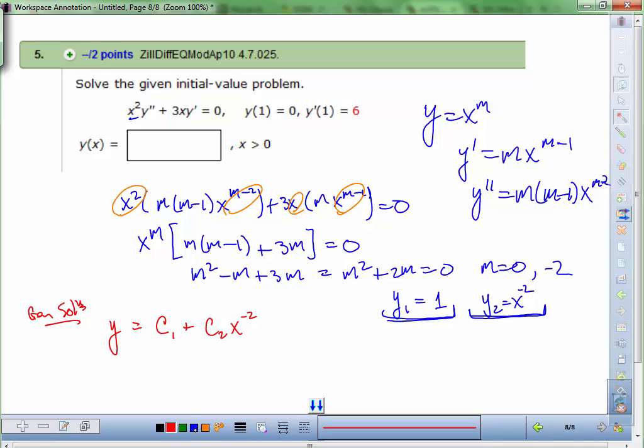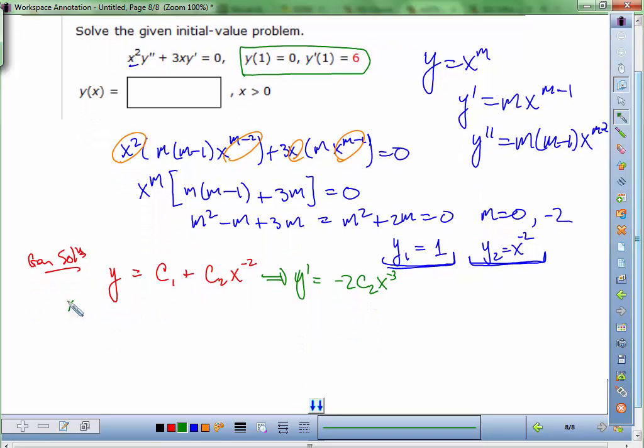So now we use these initial conditions to figure out what else we need to figure out. For these initial conditions, we need y and we need y prime. So let's find out what y prime is equal to. That's going to be 0 minus 2 c2 x to the negative 1, or negative 3? Negative 3. So these are our two equations. We plug one in. If we plug one in, our y should be equal to 0. And if we plug one in here, our y prime should be equal to 6.